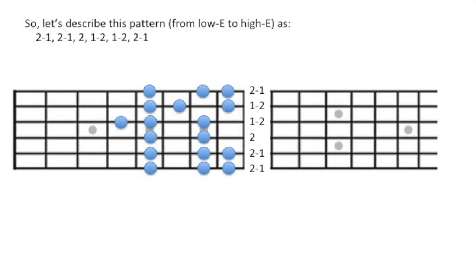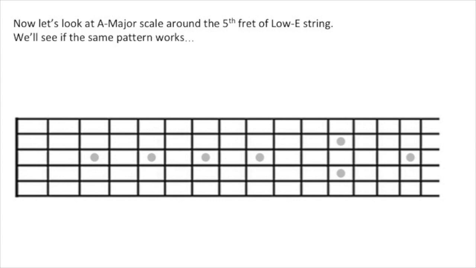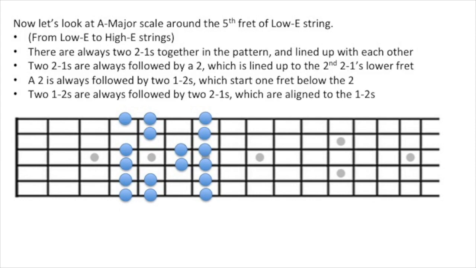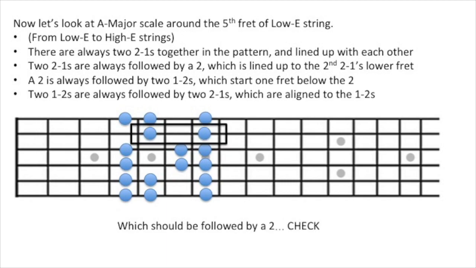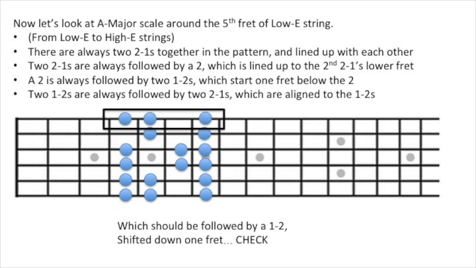That's all we need. Let's test this pattern by examining the A major scale. Here it is, laid out around the 5th fret. I've listed the pattern rules so that we don't have to have them memorized yet. For A major the pattern starts with the 2 1-2s. Next we should have 2 2-1s that are aligned to the 1-2s. Check. Which should be followed by a 2, in this case shifted because of the G to B tuning. Check. And then the first 1-2, shifted down 1 fret.